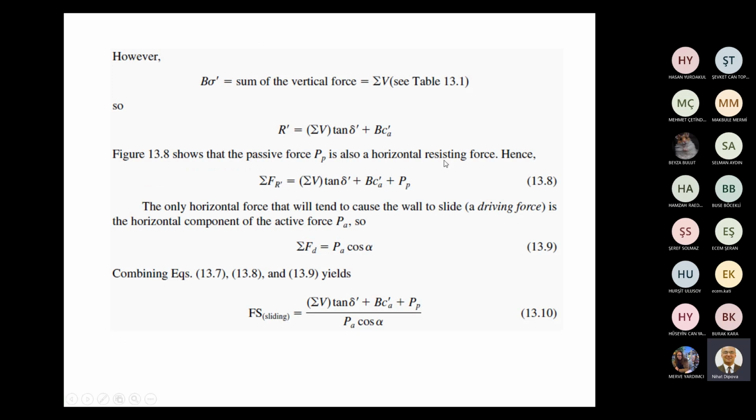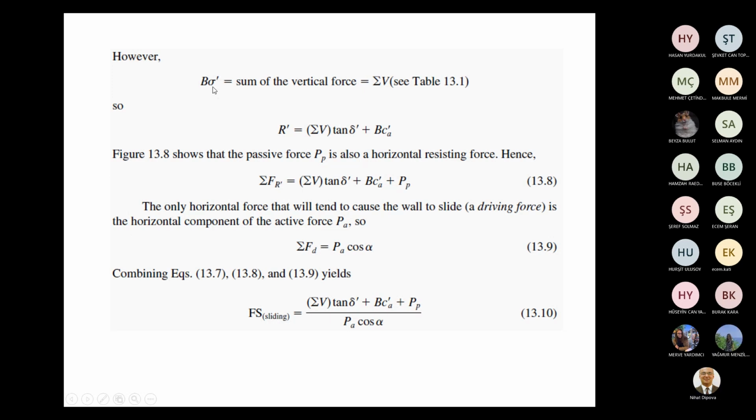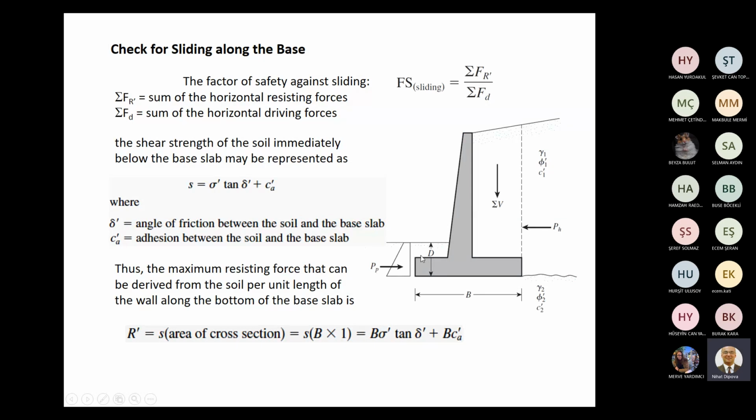So B times normal stress should be equal to the sum of vertical force, of course. So it can be rewritten as total force multiplied by tangent friction angle plus B times adhesion factor, if exists again. And passive force PP, again, I have to tell, if exists.